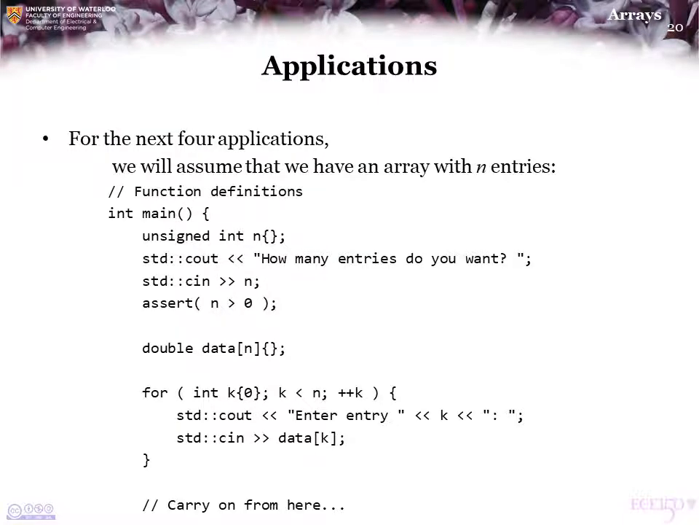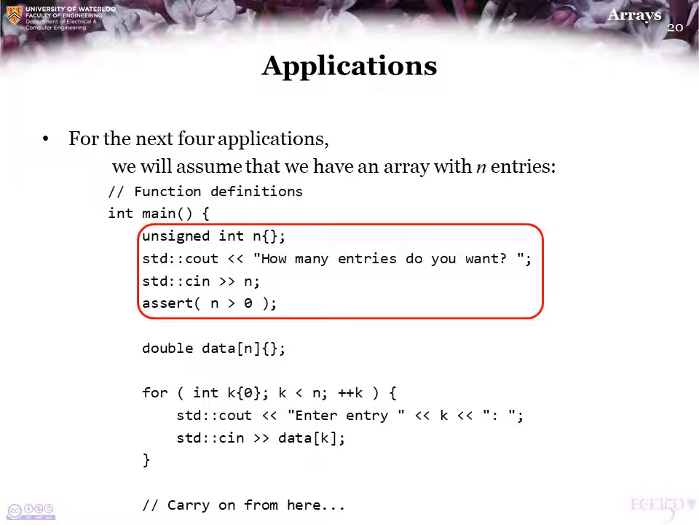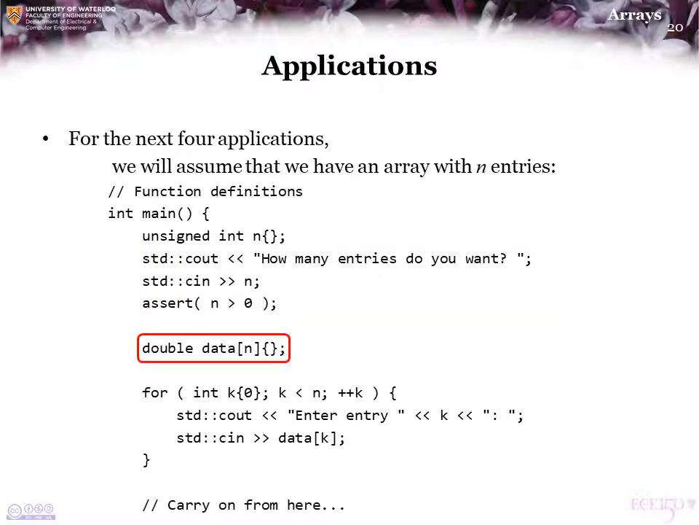Now we're going to look at 4 applications of an array, and we're going to start our program with the following code. In this code, we are assuming that we have an array with n entries where n is greater than or equal to 1. So we're going to ask the user how many entries we want, and we will assert that n is greater than 0. Data is now declared to be an array of doubles with capacity n, whatever value of n the user entered. All of the entries of that array will be initialized to 0.